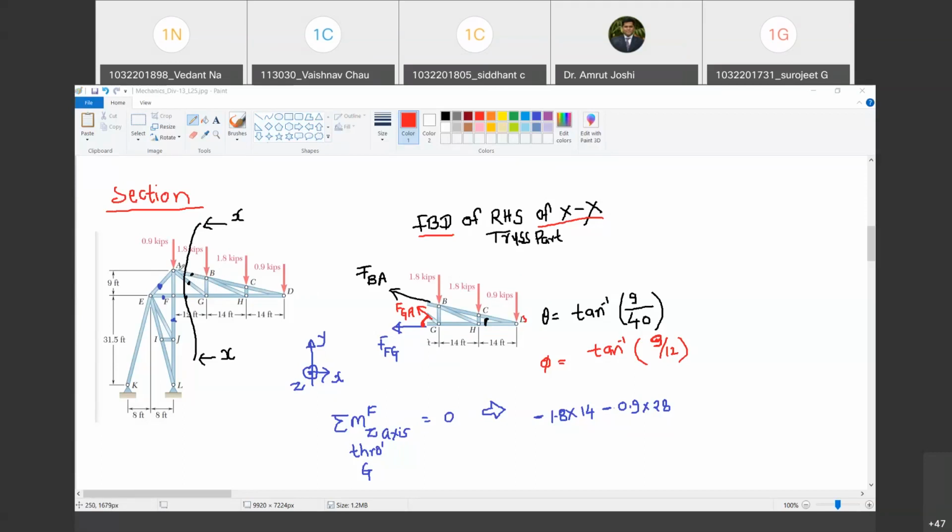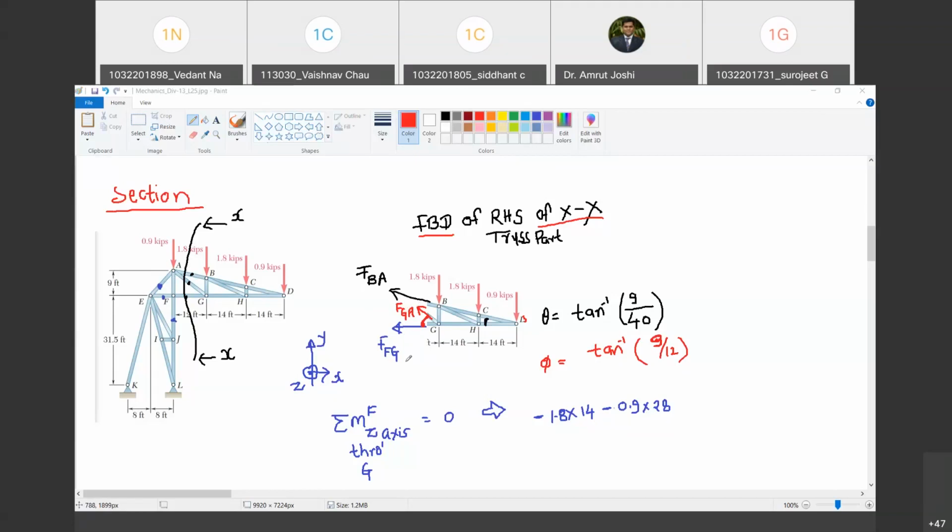Now I will assume that forces in members AB, AG and FG are tensile in nature. If it is so, the parts on the left hand side of members BA, GA and FG must pull the part on the right hand side. Do you agree with me? Yes, sir. And we already know in trusses there can only be axial forces.